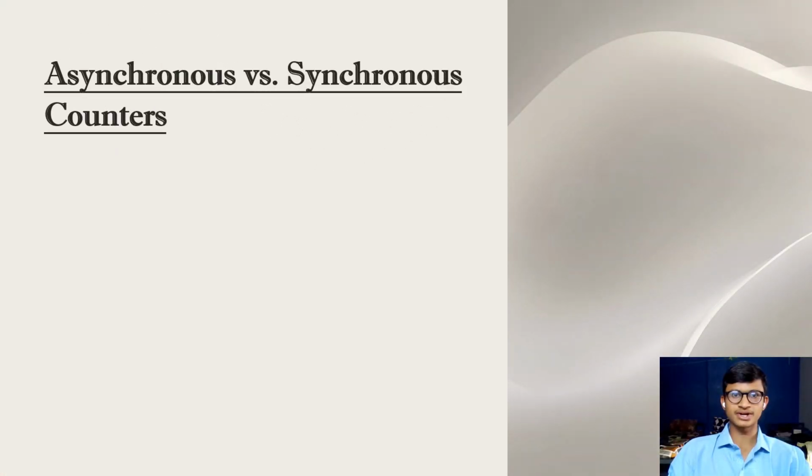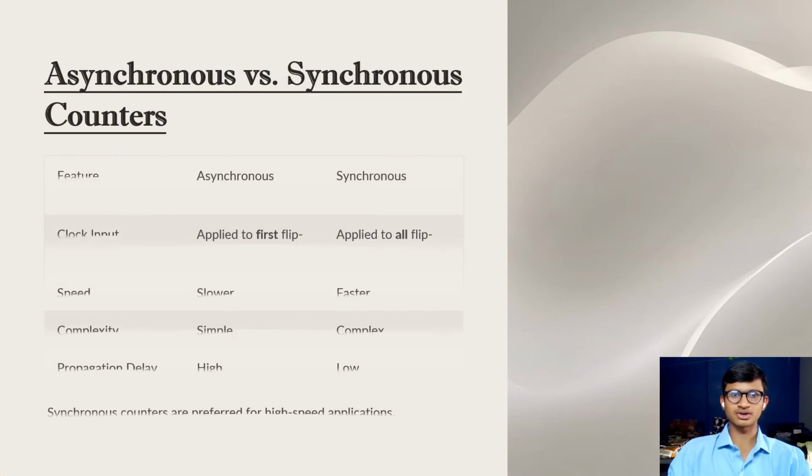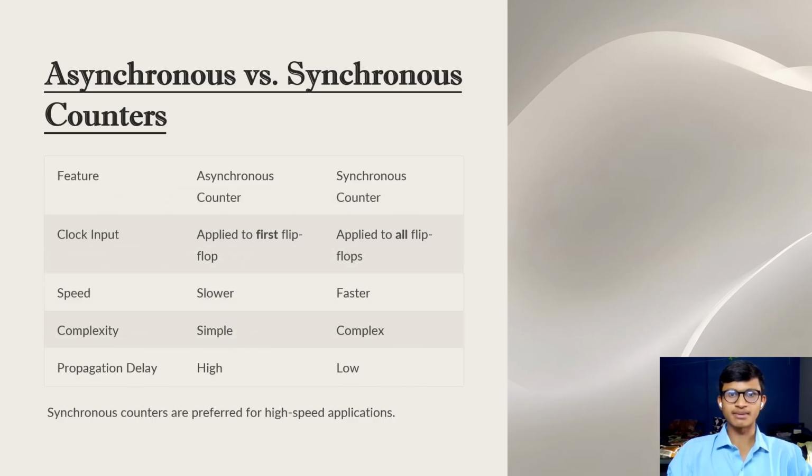Now let's compare two counter types. In an asynchronous counter, the clock is applied only to the first flip-flop and the rest rely on the output chaining. In a synchronous counter, the clock is given to all flip-flops at the same time. Synchronous counters are faster but more complex. Asynchronous counters are simple but have more delay due to the ripple effect.